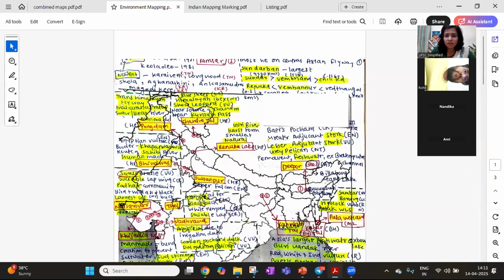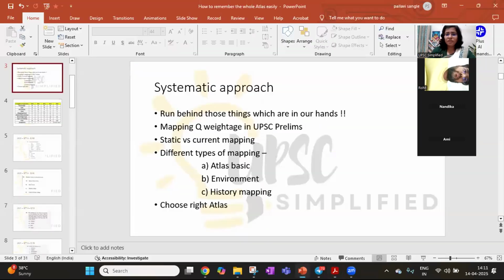So I had done all these maps for so many things like Ramsar sites, wildlife sanctuaries, national parks, elephant reserves, mangroves. Even the simple activity of placing them with your hands on a blank map will definitely make them fit in your brain like anything. So this is one of the ways of doing the environmental mapping. You must be doing some other ways. This is my method of doing it.